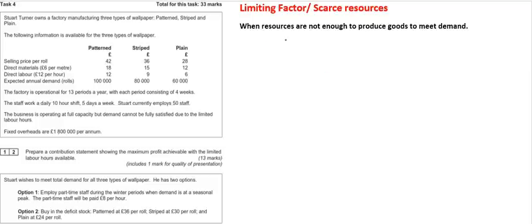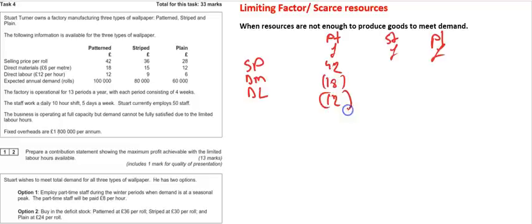Let's get started again. Now we need the contribution. So we have patterned, PT, striped, ST, and plain, PL. Money signs. So I'm looking for the contribution. The selling price is 42, direct material 18 should be minus, and direct labor 12 should be minus. I get my contribution per unit.